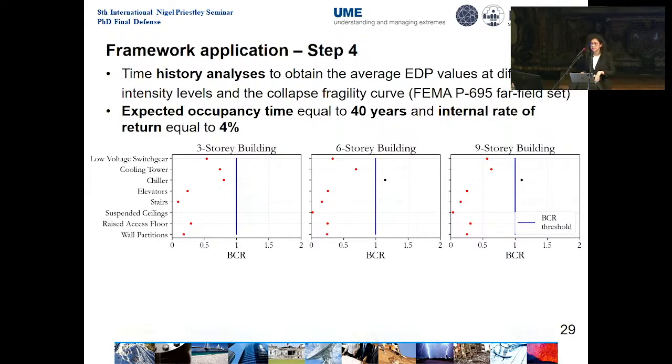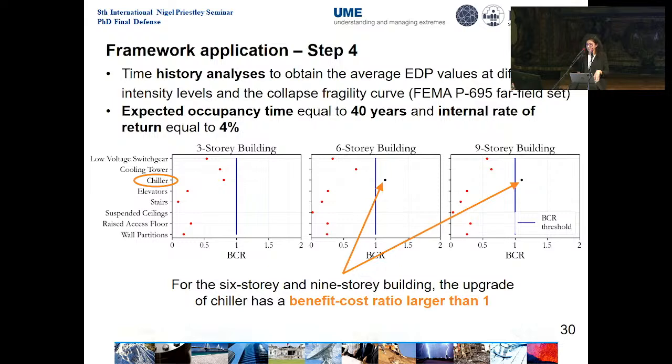Now, if you look at these results, you can see that for all buildings, the order of the first upgrades is the same. So basically, we have first chiller with the highest benefit-cost ratio, followed by cooling tower and low-voltage switchgears. And only for the 6- and 9-story buildings, we have that the upgrade of chiller has a benefit-cost ratio larger than 1. So we have obtained our results. We are prioritizing our non-structural elements, and we found out which ones are worth the investment.